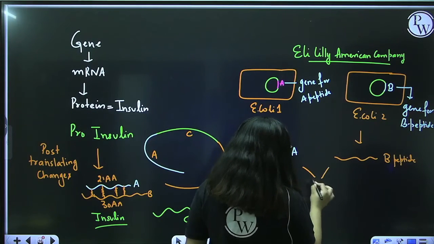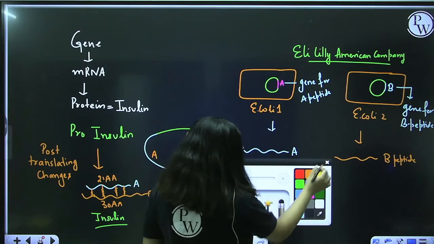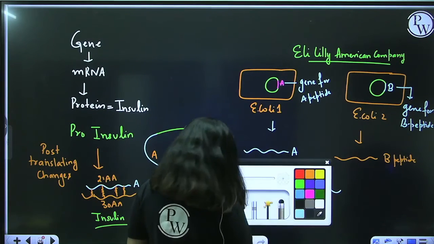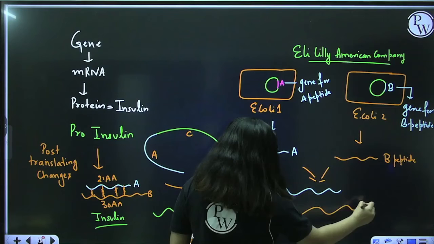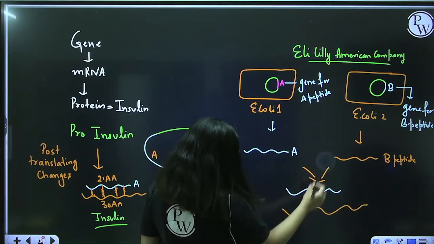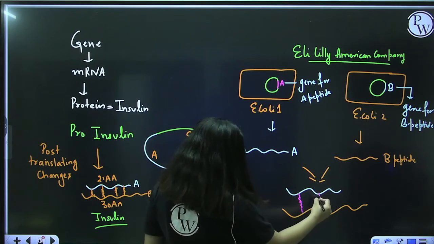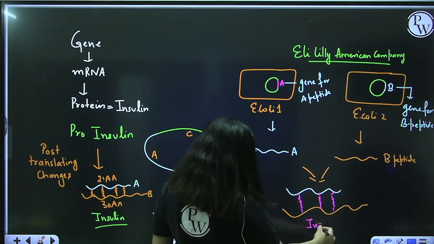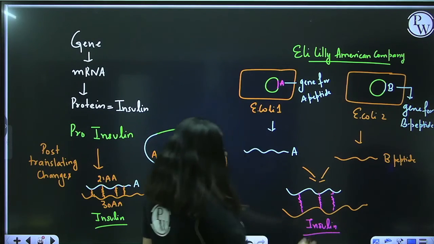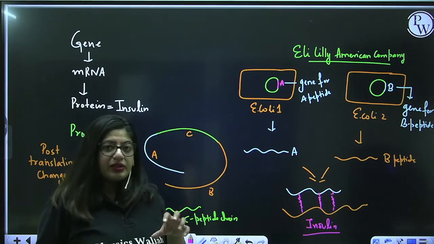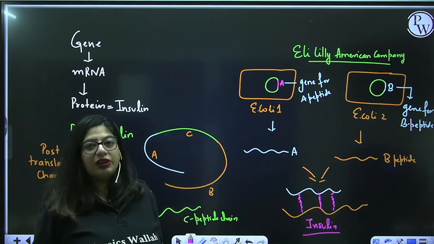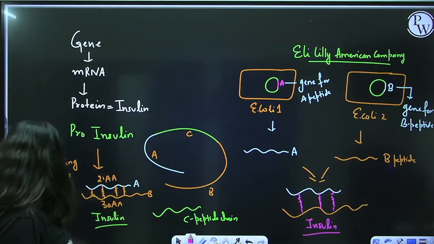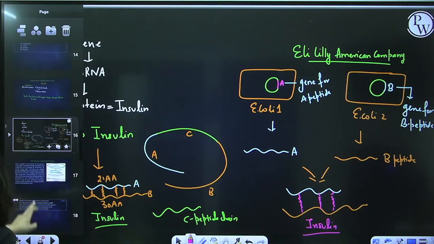Now they join them by forming disulfide bonds, because disulfide bonds are the bonds present between the two chains of insulin. And this is how Eli Lilly, an American company, produced insulin separately in two types of E. coli. Fine. So let's read NCERT, and things will become clearer.